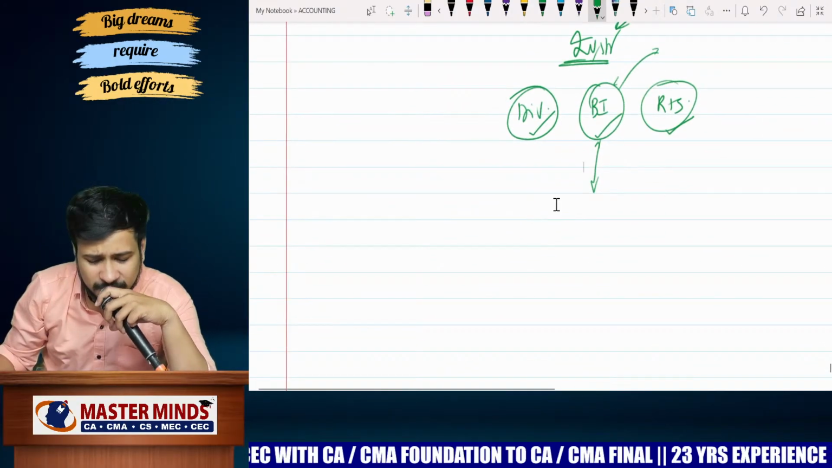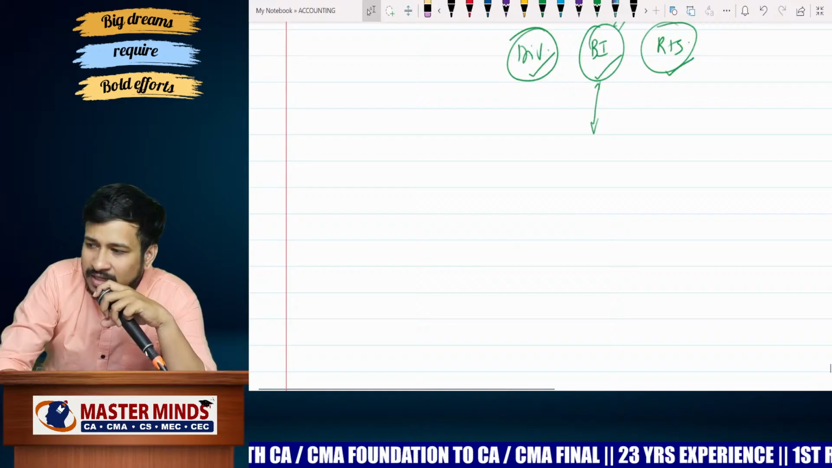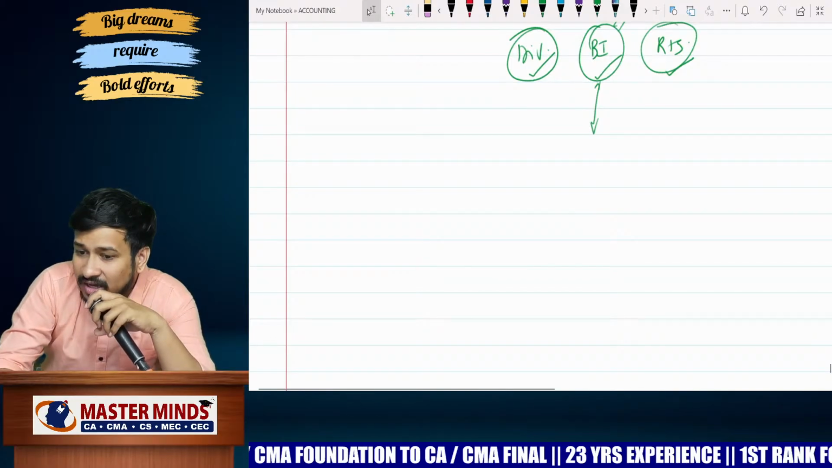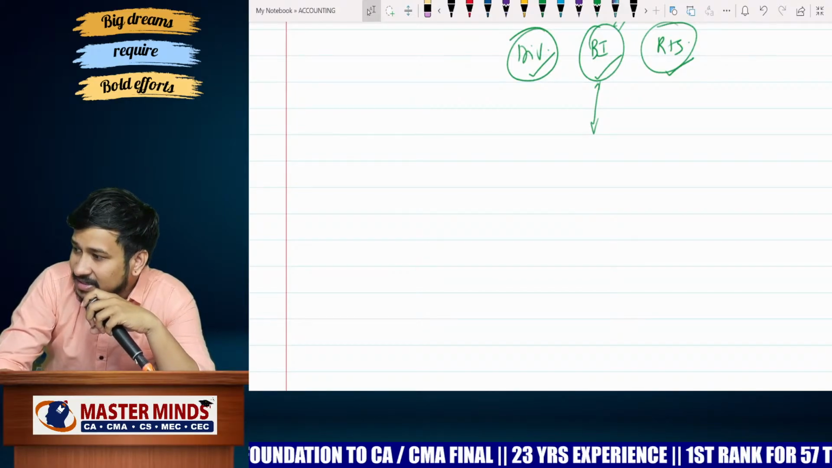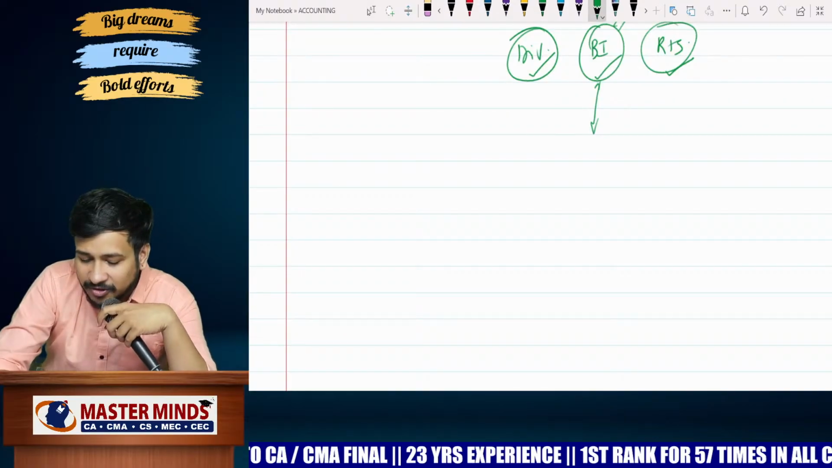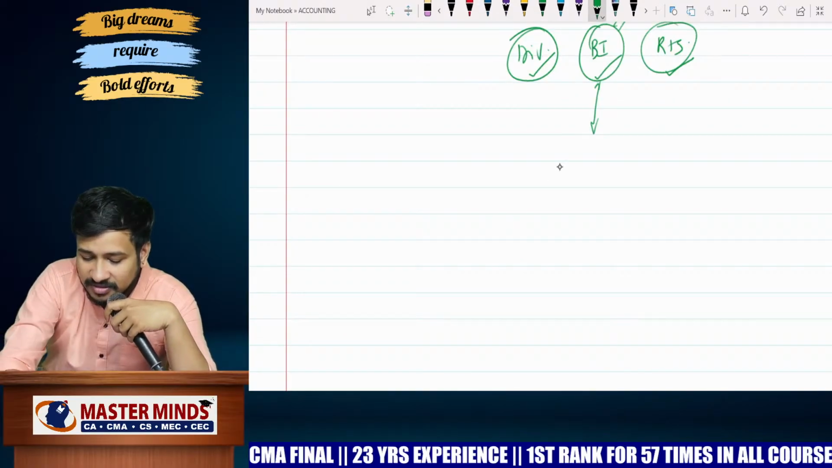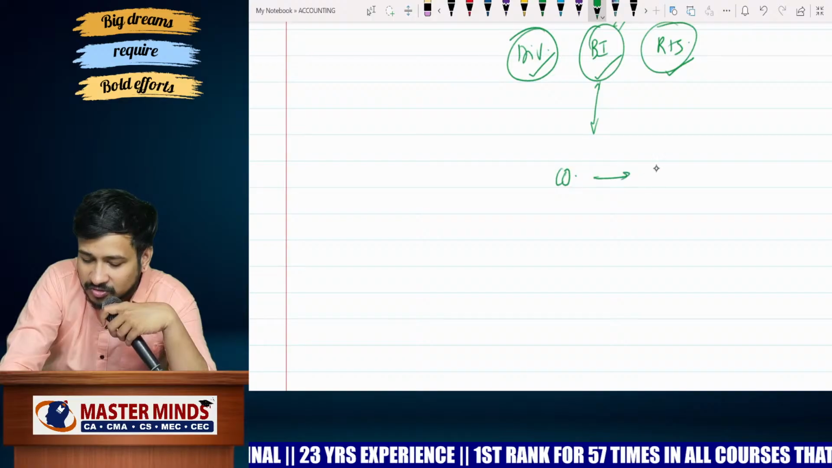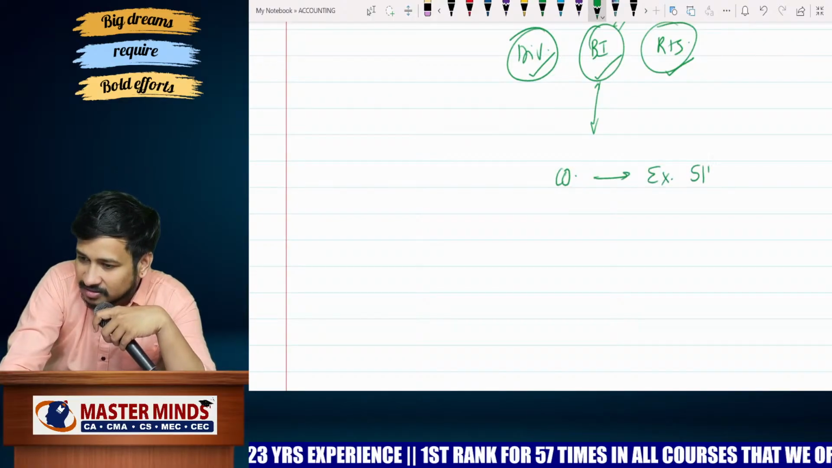Who will give bonus to whom? The company will give bonus to the existing shareholder, particularly the equity shareholder. But do you know one thing, that the Companies Act 2013 says a company can give bonus to existing shareholders?